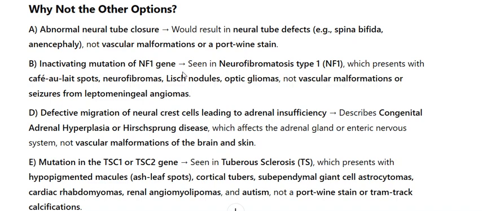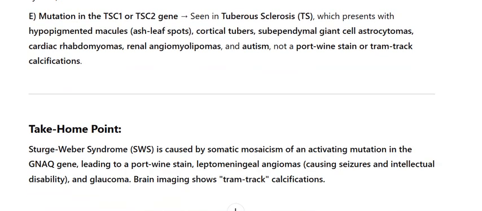Take-home point: Sturge-Weber syndrome, SWS, is caused by somatic mosaicism of an activating mutation in the GNAQ gene, leading to a port wine stain, leptomeningeal angiomas causing seizures and intellectual disability, and glaucoma. Brain imaging shows tram-track calcifications. Would you like another question comparing Sturge-Weber to tuberous sclerosis?